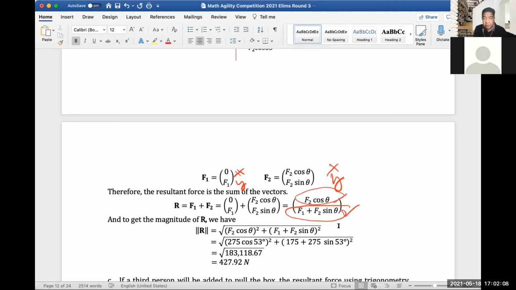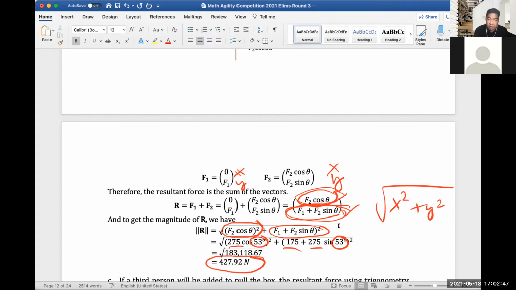So to be able to get the magnitude of R, R with the double line on each side, again, it's x squared plus y squared, square root. So F2 cosine theta is this part here. And then the y is just squaring this part here. And we know that the theta is 53 degrees. So we also substituted here the values of the forces, which is 175 for F1 and 275 for F2. And then once we get the square root, we get 427.92 Newton. So that's the answer for that.